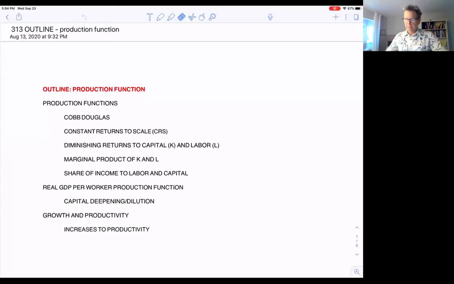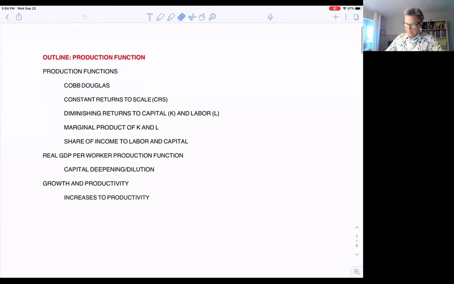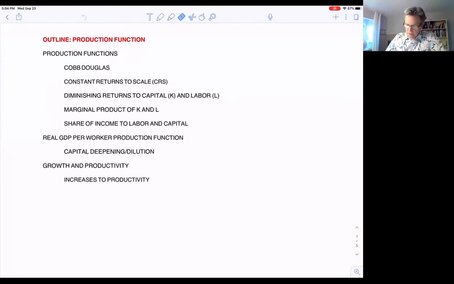Okay, here's the outline on the production function. We're going to spend time on the Cobb-Douglas production function, which has constant returns to scale and diminishing returns to capital and labor. Then we'll go through the marginal product of capital and labor, and the share of income that goes to labor and the share of income to people that hold capital if the entire economy is perfectly competitive.